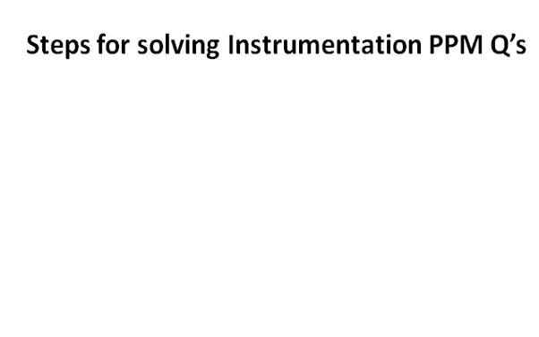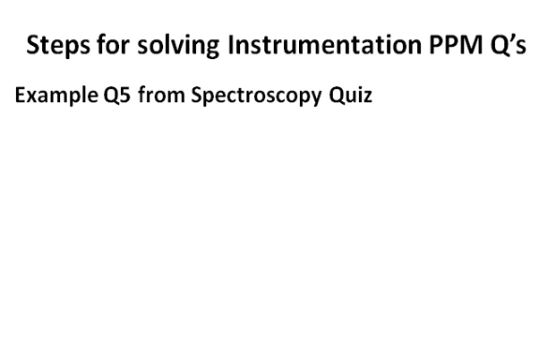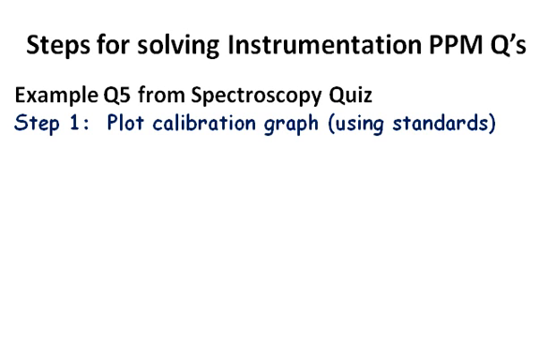Today we're going to look at steps for solving parts per million questions. The example we're going to use is question 5 from the spectroscopy quiz. The first step in any of these is to plot a calibration graph using our standards. The x-axis will be concentration, usually in parts per million or milligrams per litre, and the y-axis will be absorbance.